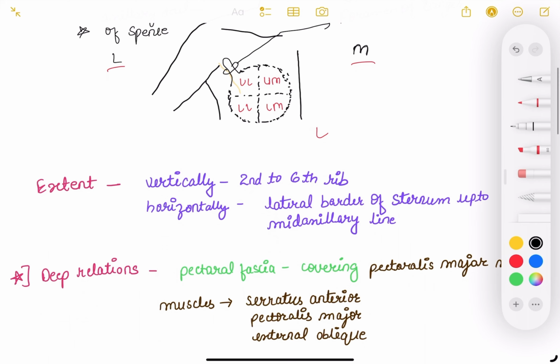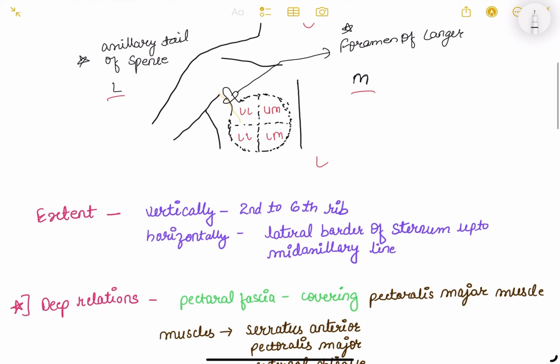Now let us look at the extent. So vertically, it is going to extend from second rib up to the 6th rib. So this is our second rib, assume it, and this is our 6th rib.